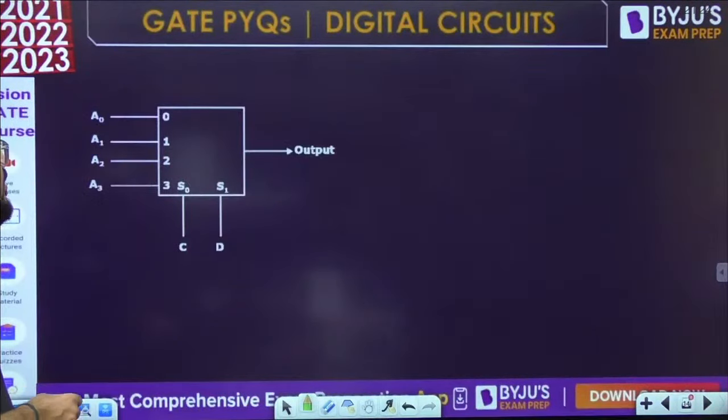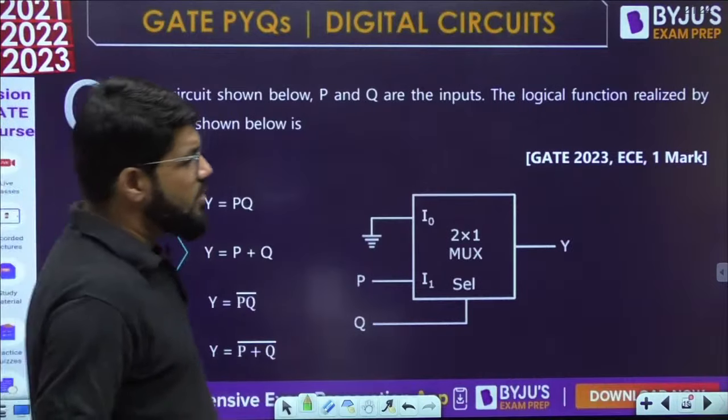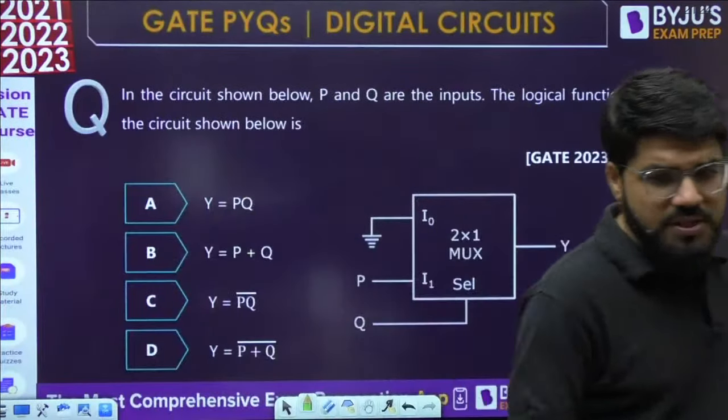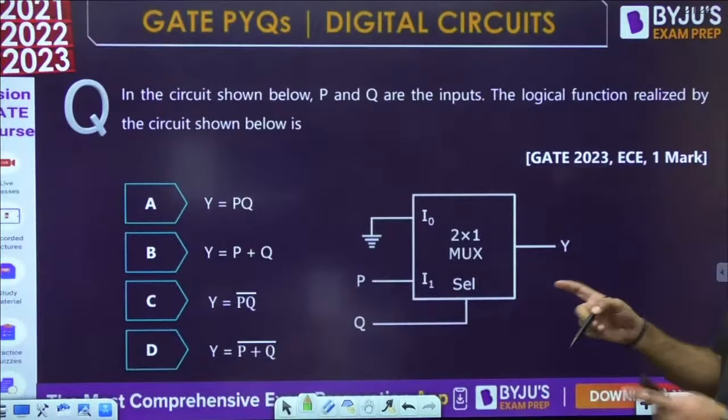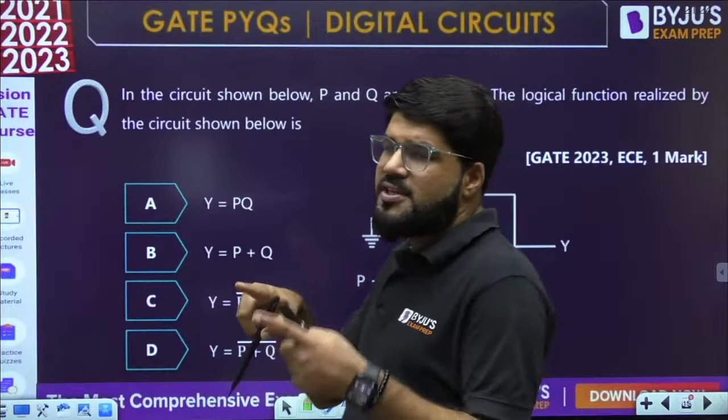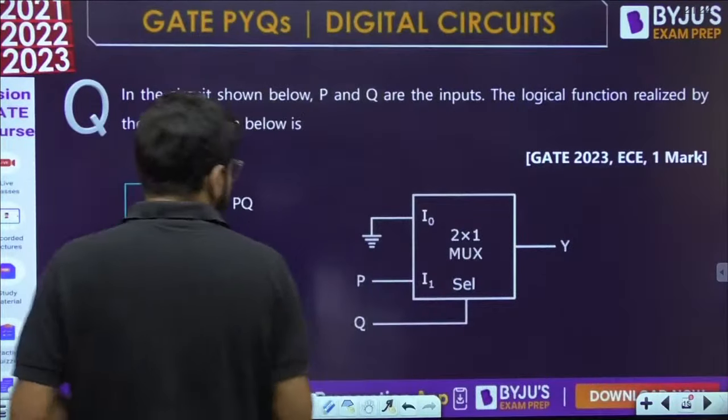Okay. Next question. Again, multiplexer. This year, 2023 EC, 1 mark. Very, very simple. Previous question they asked: the output is given, tell me the input. This is even much simpler.